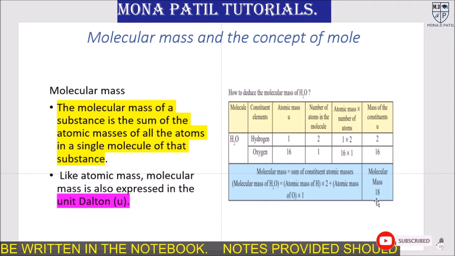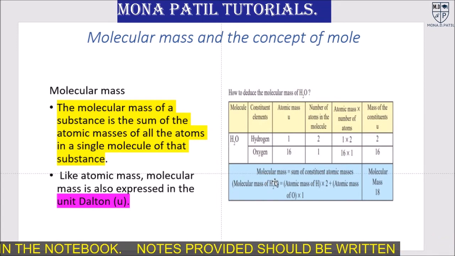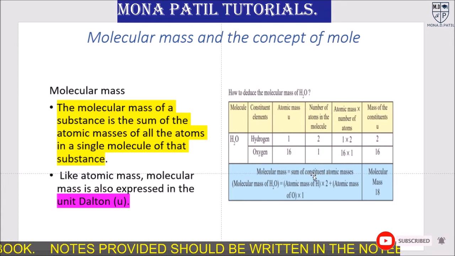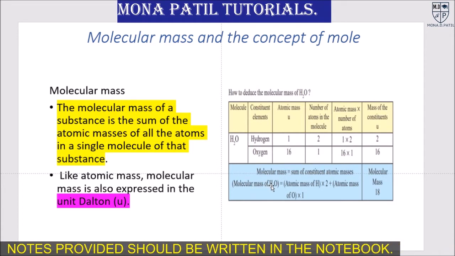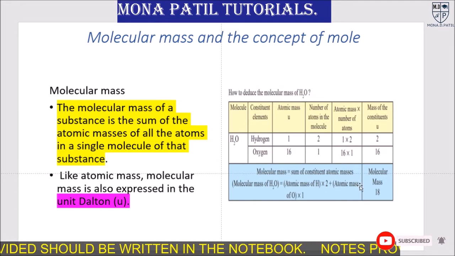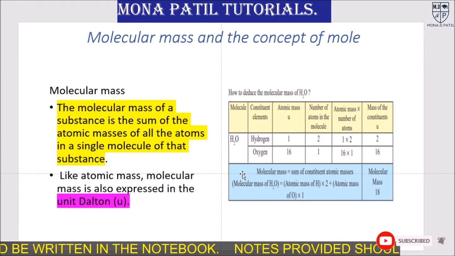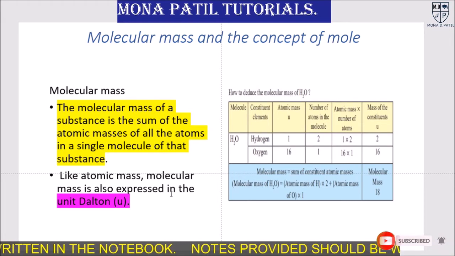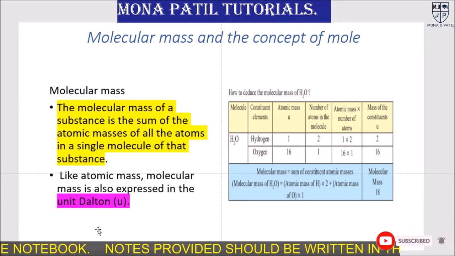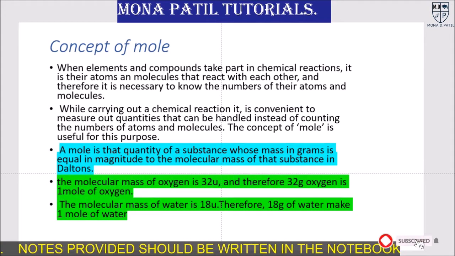From that we ensure the formula for molecular mass, which is equal to the sum of constituent atomic masses times the number of atoms. So the molecular mass of water is the atomic mass of hydrogen times 2 plus the atomic mass of oxygen times 1, where the multiplier is the number of elements present in the formula. Like atomic mass, molecular mass is also expressed in the unit Dalton, represented by a small u. Next, mole.